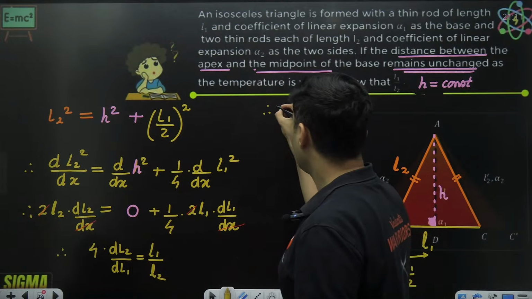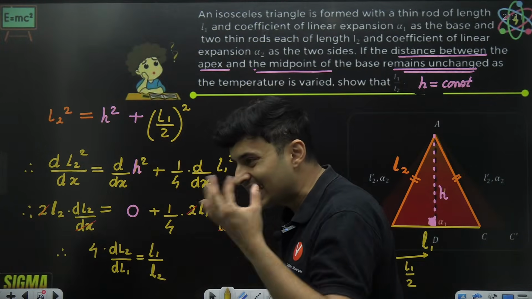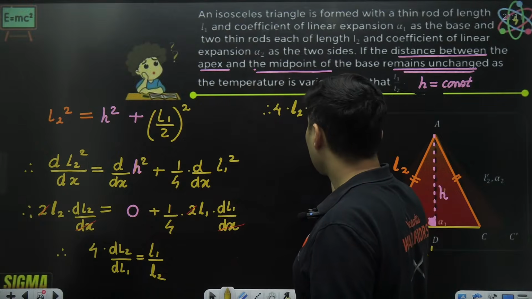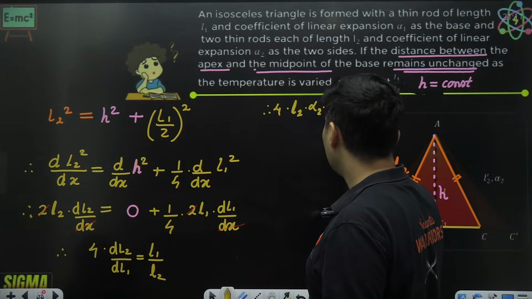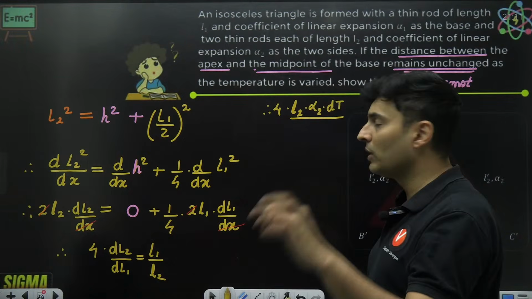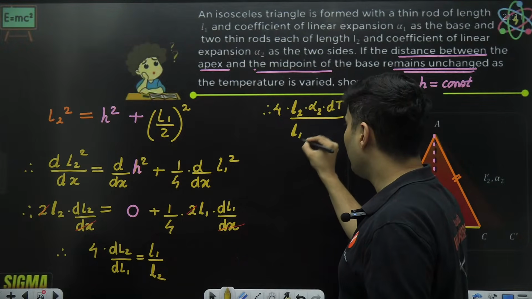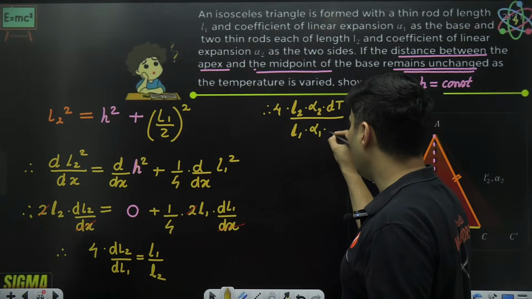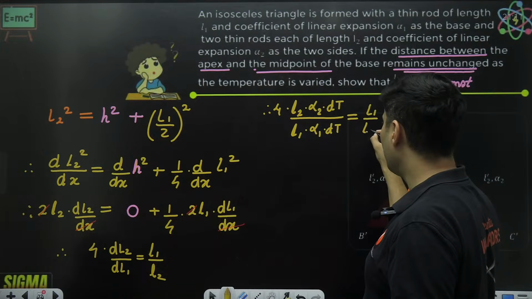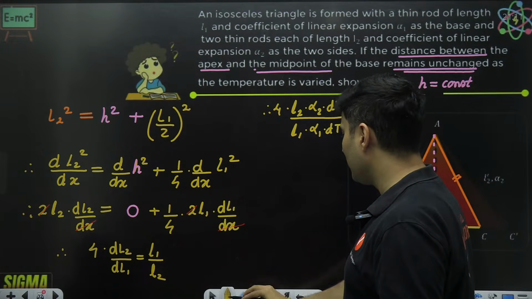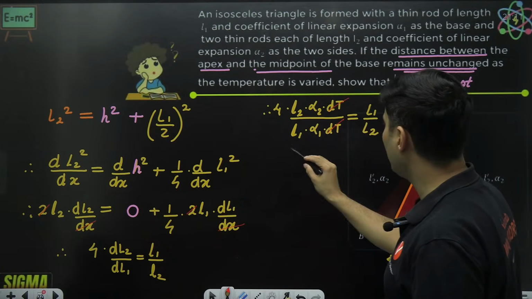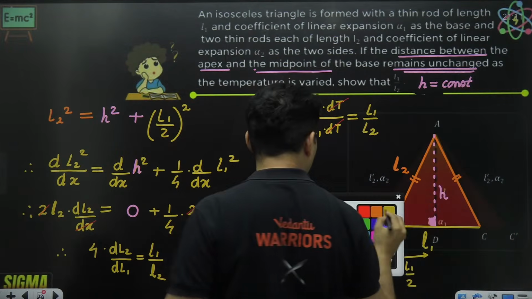Exactly. So this dL2 is the change in the length of rod 2. That will be the original length into alpha into change in the temperature. Same thing for dL1, the change in the length of rod 1, will be rod 1's length into alpha into the same change in temperature. This will be equal to L1 by L2. Best part is that dt goes. L1 multiplies with L1, L2 also multiplies with L2.